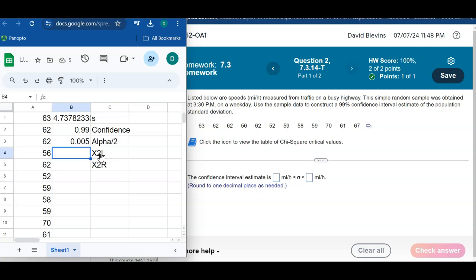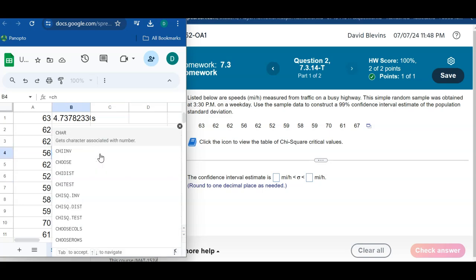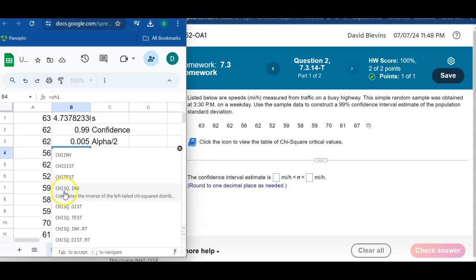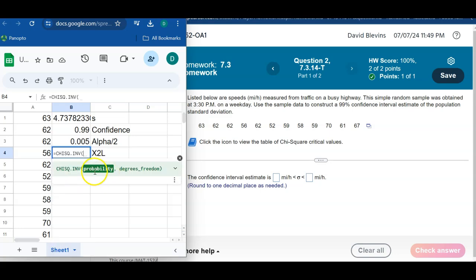So to do these calculations, I'm going to do equals. I'm going to start typing chi, C-H-I. And then the two I want is chi-squared.inv. And then the other one is going to be chi-squared.inv.rt for right. So chi-squared.inv, click that. It wants to know what is the probability, what's the area. That's the alpha over 2. So I'm going to do that, comma. Degrees of freedom, it's 1 less than my sample size.